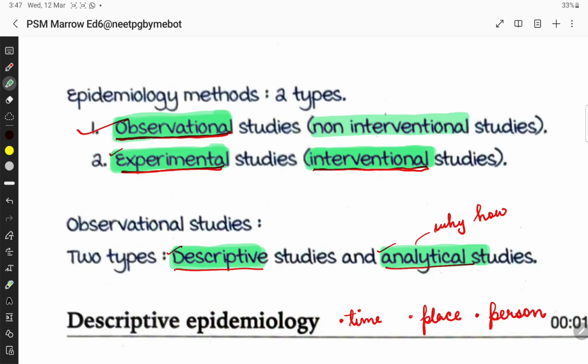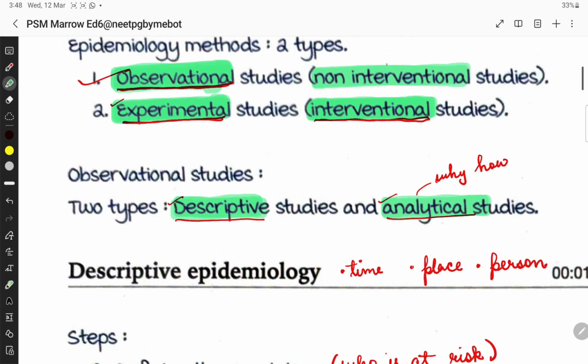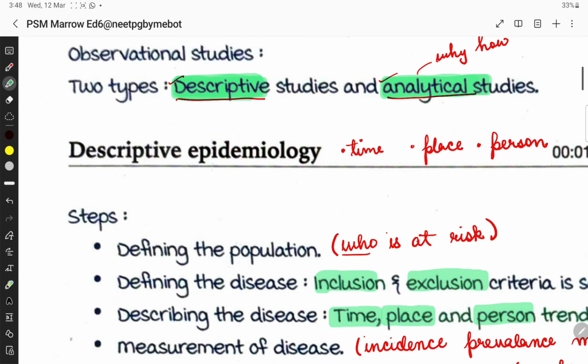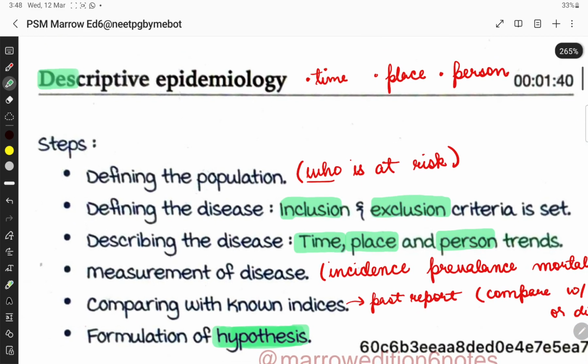Epidemiologic methods are of two types: observational, or the non-interventional studies, and experimental, or the interventional studies. Then the observational studies are of two types, descriptive and analytical. Let's see about the descriptive studies. Descriptive epidemiology deals with time, place and person: the time distribution, place distribution, and person distribution of the disease.